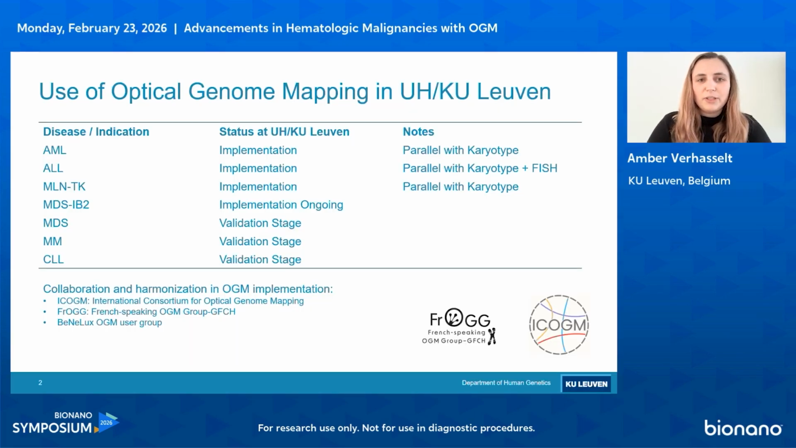So first, I just want to show you how we use optical genome mapping here in Leuven. As you can see, we use it on a lot of different hematological malignancies. A few years ago, we started with acute leukemias, but now we've expanded this to a lot of other types of hematological malignancies. And of course, we're also part of some consortia and user groups to share and compare optical genome mapping results with other people using it on the same diseases.